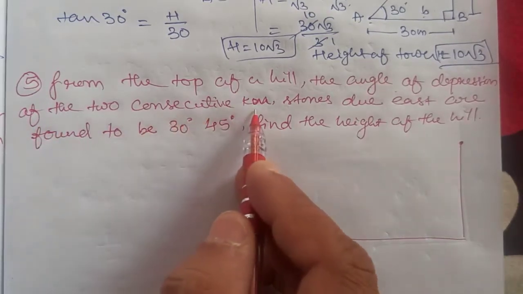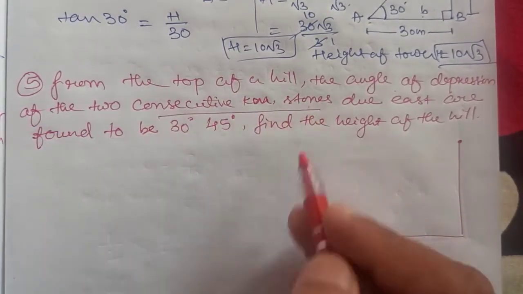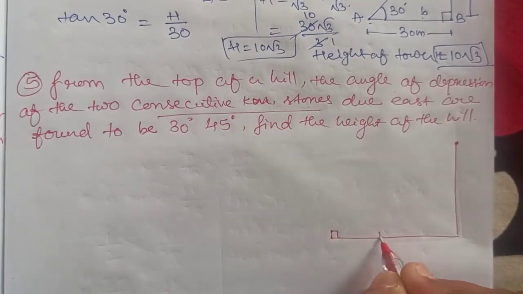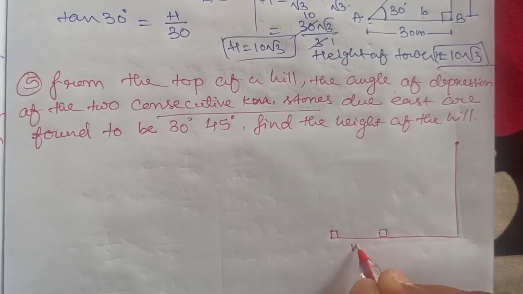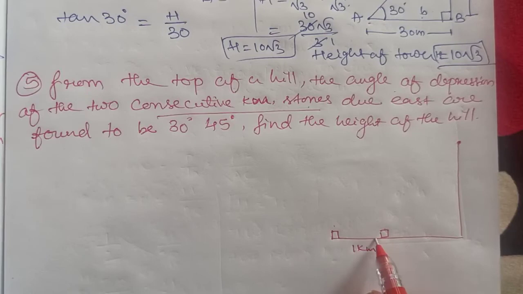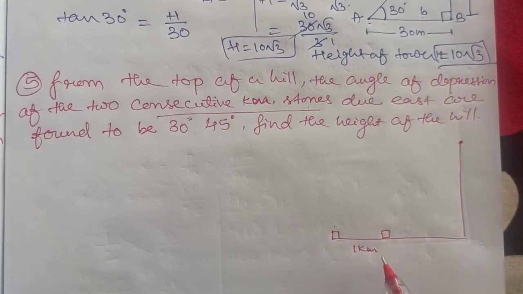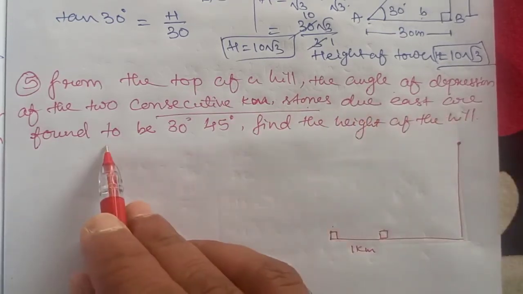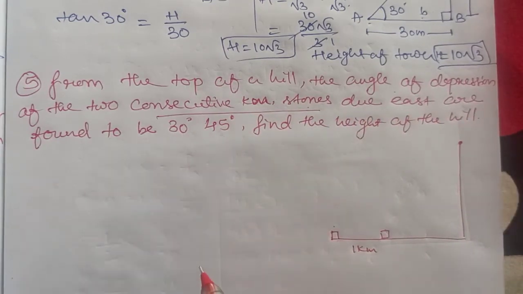Of the two consecutive kilometer stones. Suppose this is a kilometer stone and this is one more kilometer stone, and they are 1 kilometer apart. Consecutive means suppose this is 5, this will be 6. Suppose this is 10, this will be 11. So what will be the difference between them? The difference of kilometer distance will be 1 kilometer. The two kilometer stones due east are found to be at 30 degree and 45 degree.